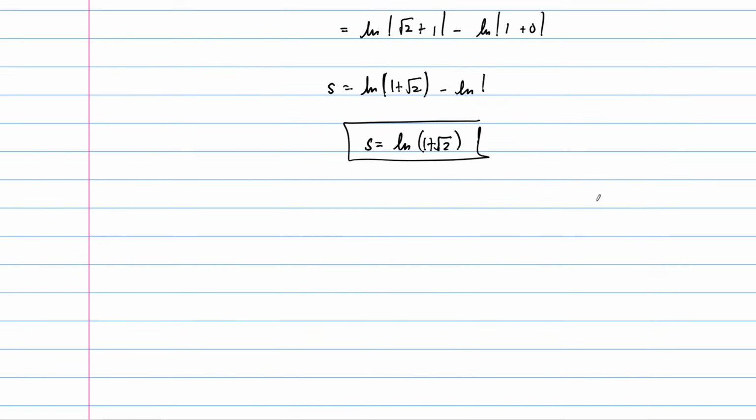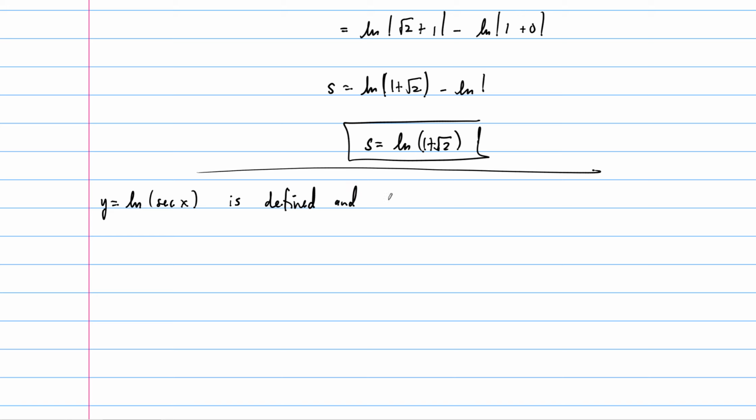So that's kind of the end of the example, but I'm going to say more, right? So this function, y equals the natural log of secant of x, is well-defined and continuous on the interval from negative pi over 2 to pi over 2, open. This is for the x's, right? That's the domain of the x's.